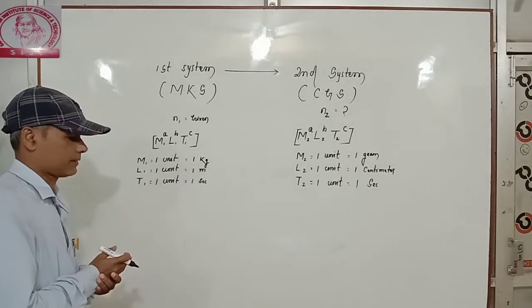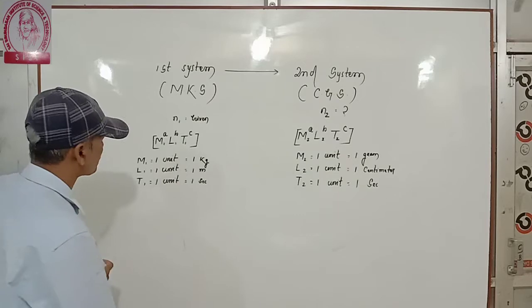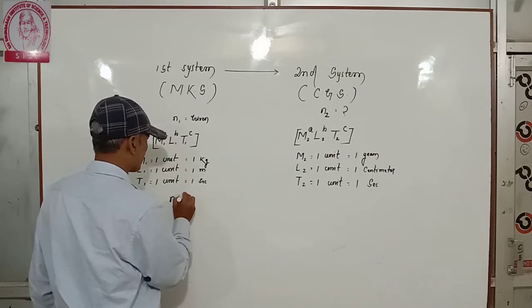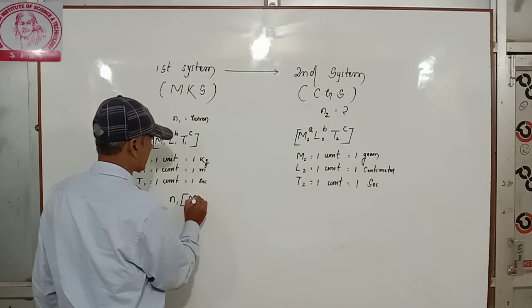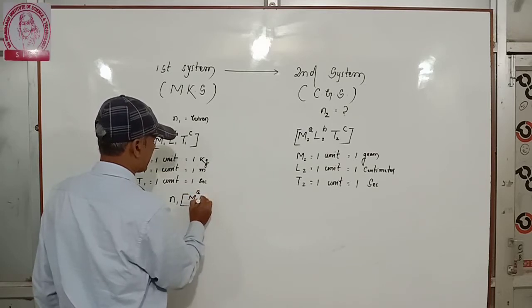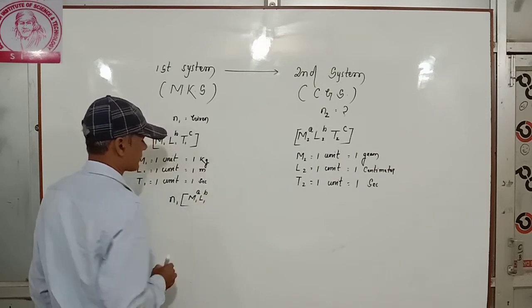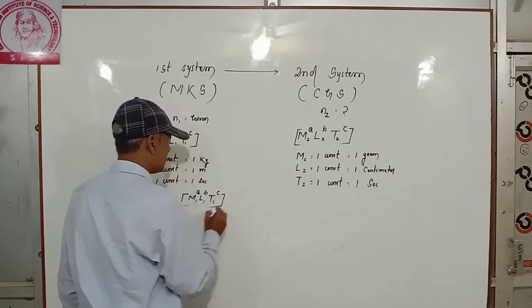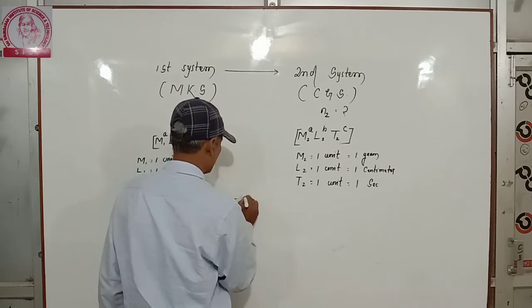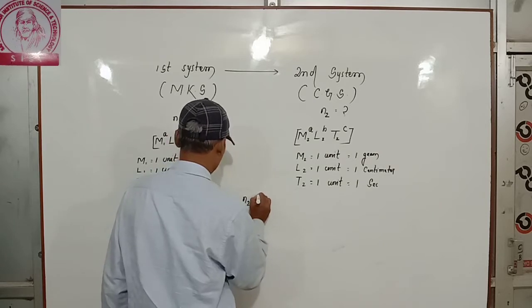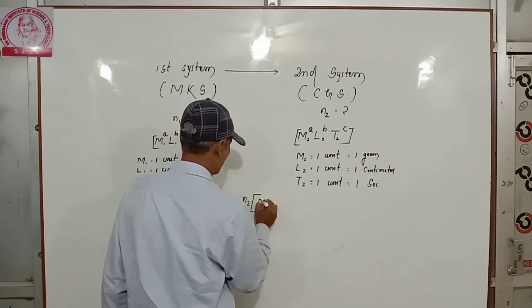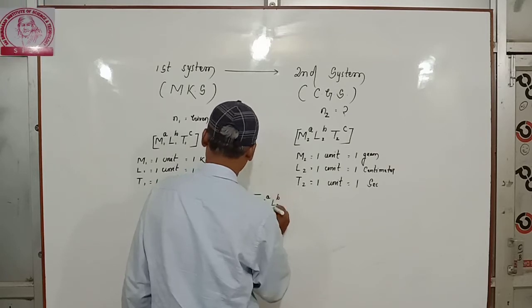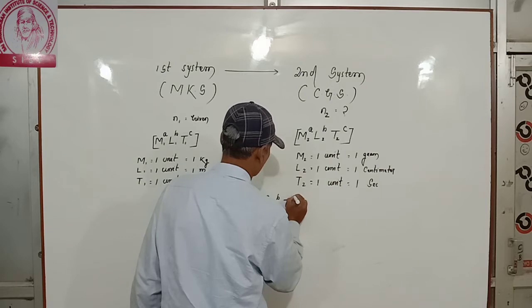Okay. You have to remember this equation. This is an important equation. What is that equation? N1 into M1 to the power a, L1 to the power b, T1 to the power c is equal to N2 into M2 to the power a, L2 to the power b, T2 to the power c.